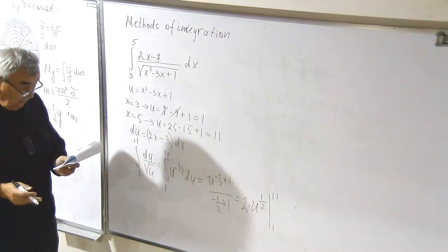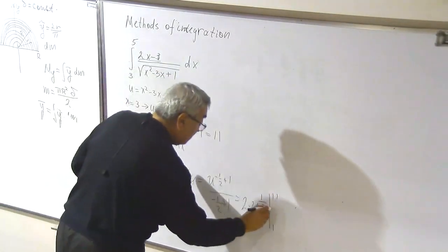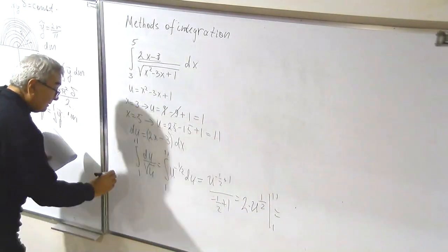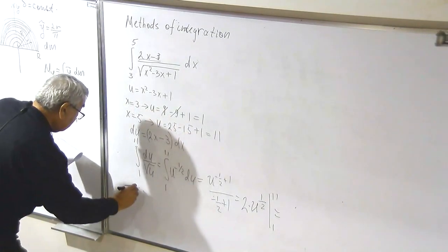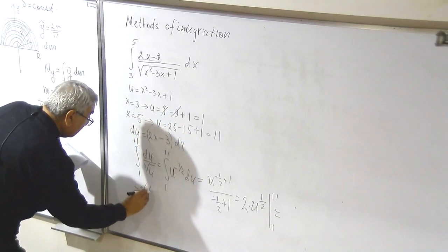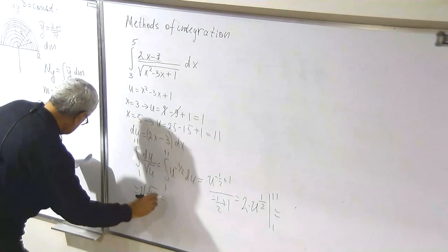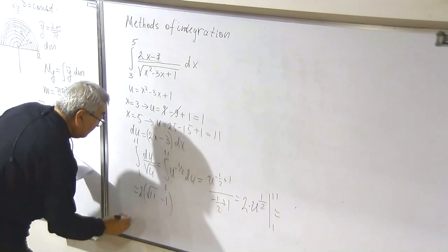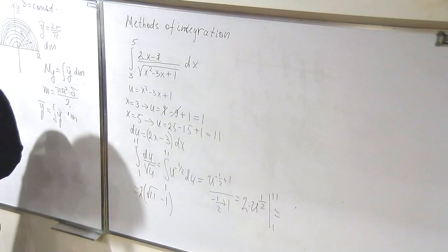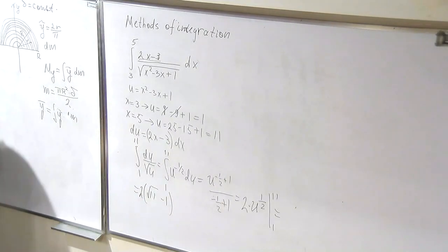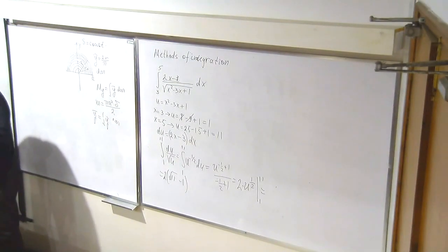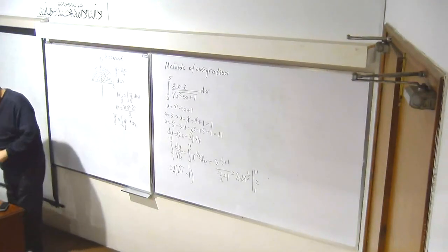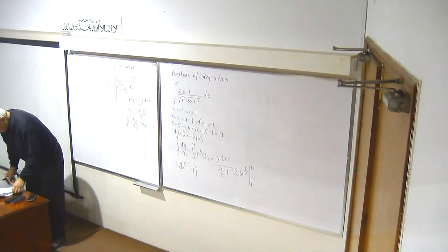If you substitute the upper limit and lower limit, you receive 2 times the square root of 11 minus 1. This is the result of the integration. For today, enough. Other methods of integration we will consider next time. That's all for today. Thank you.